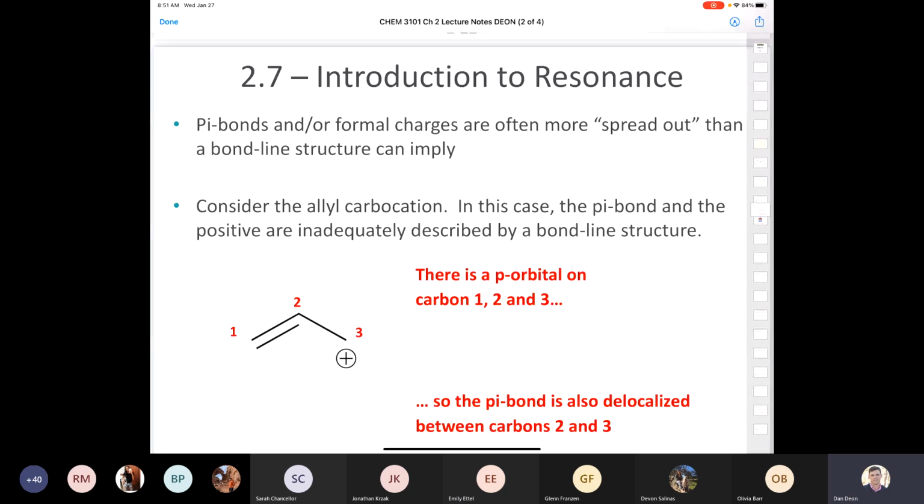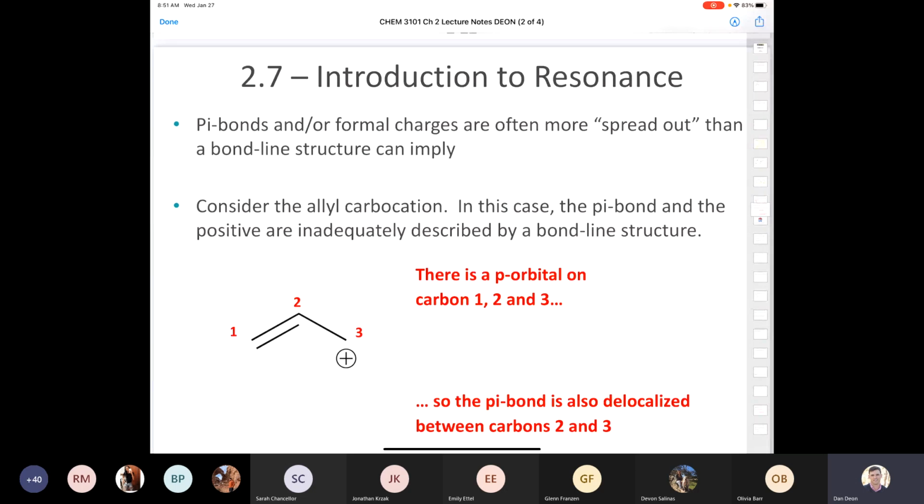Now it says here that pi bonds and formal charges are often more spread out than a bond line structure can imply. Something I want you to keep in mind while I'm lecturing for the next few minutes is that electrons have energy. Electrons are high energy. They're like hyperactive children. If you give them a place to move, they will. Electrons love to move.